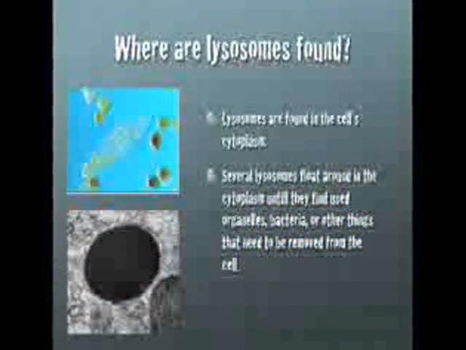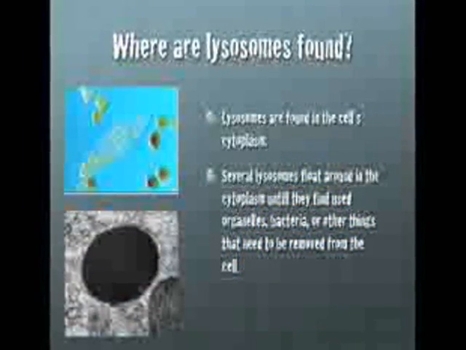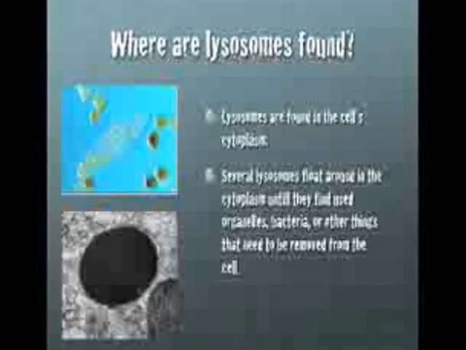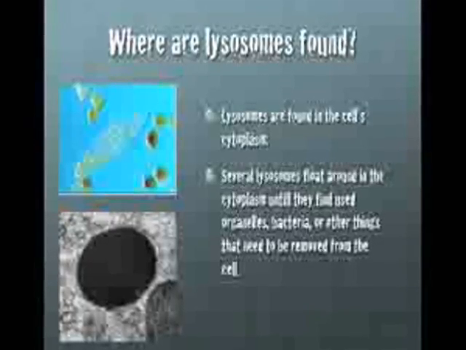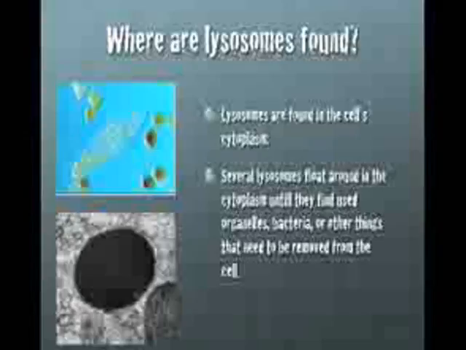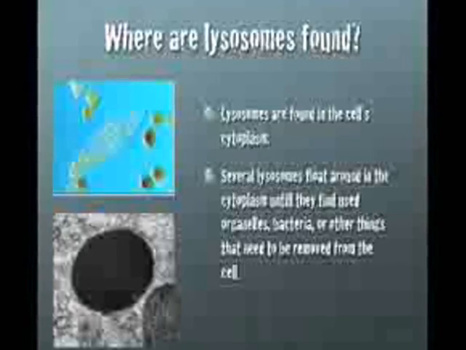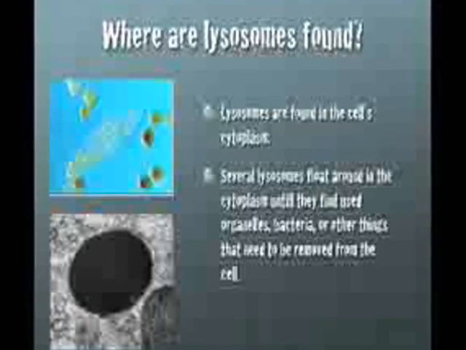Where are lysosomes found? Lysosomes are found in the cell's cytoplasm. Several lysosomes float around in the cytoplasm until they find used organelles, bacteria, or other things that need to be removed from the cell.